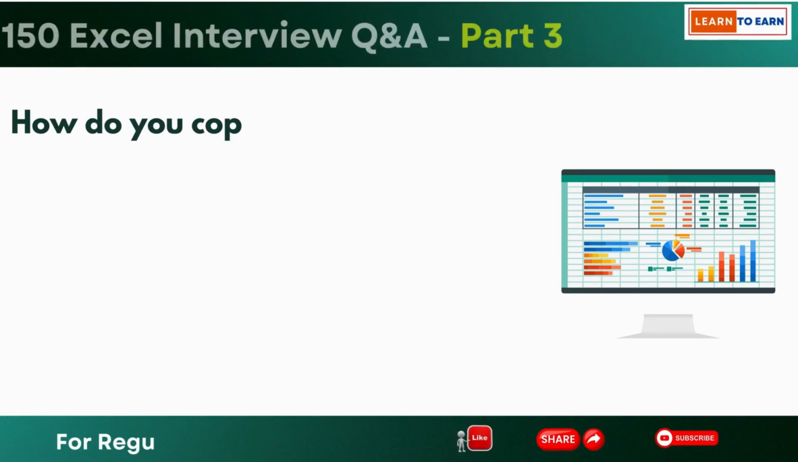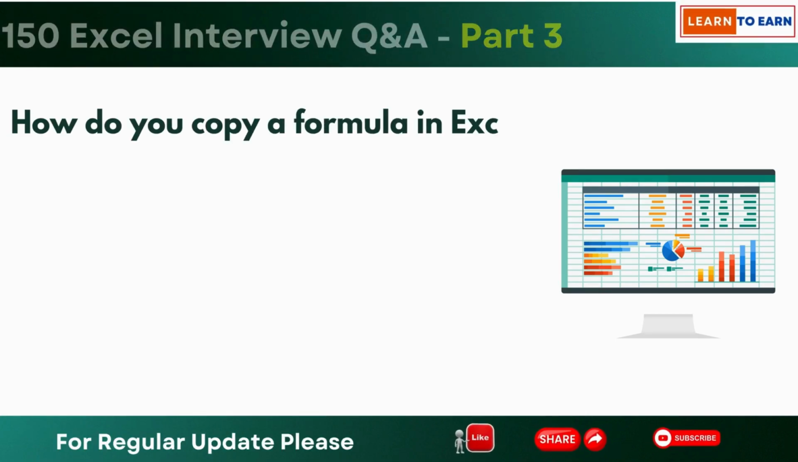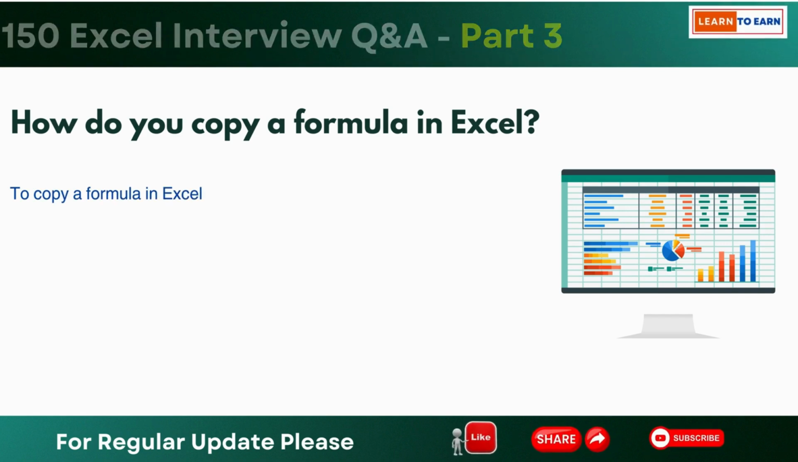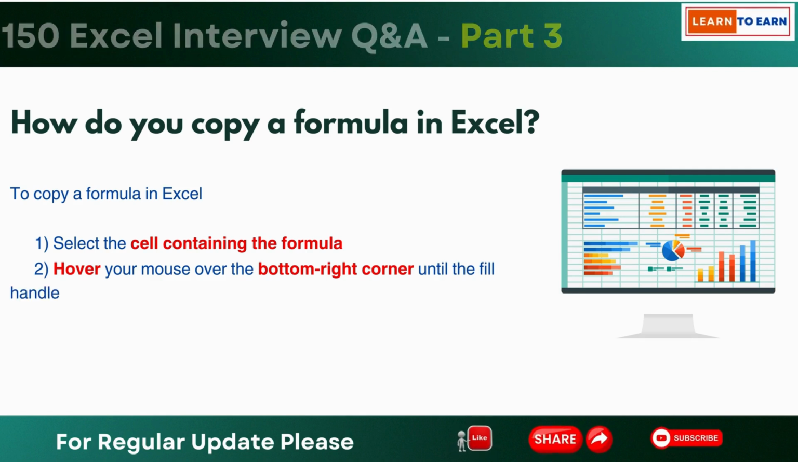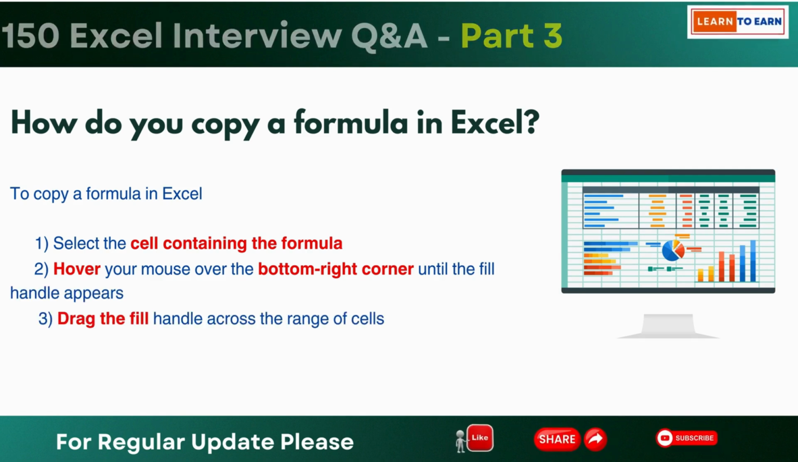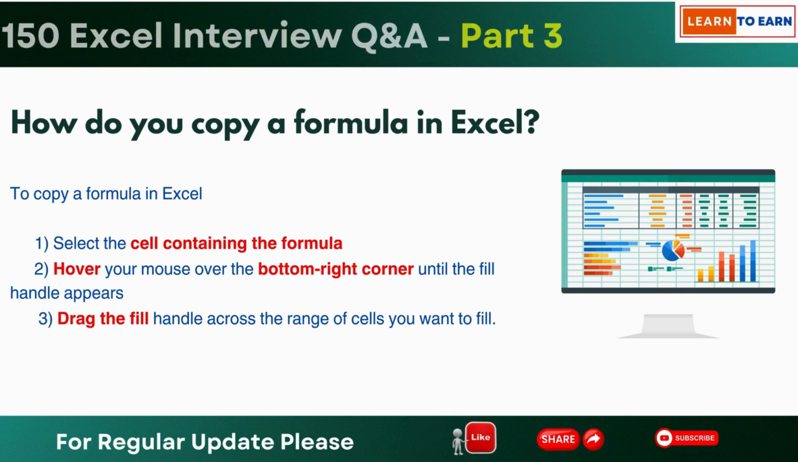How do you copy a formula in Excel? To copy a formula in Excel, select the cell containing the formula, hover your mouse over the bottom right corner until the fill handle appears, and drag the fill handle across the range of cells you want to fill.